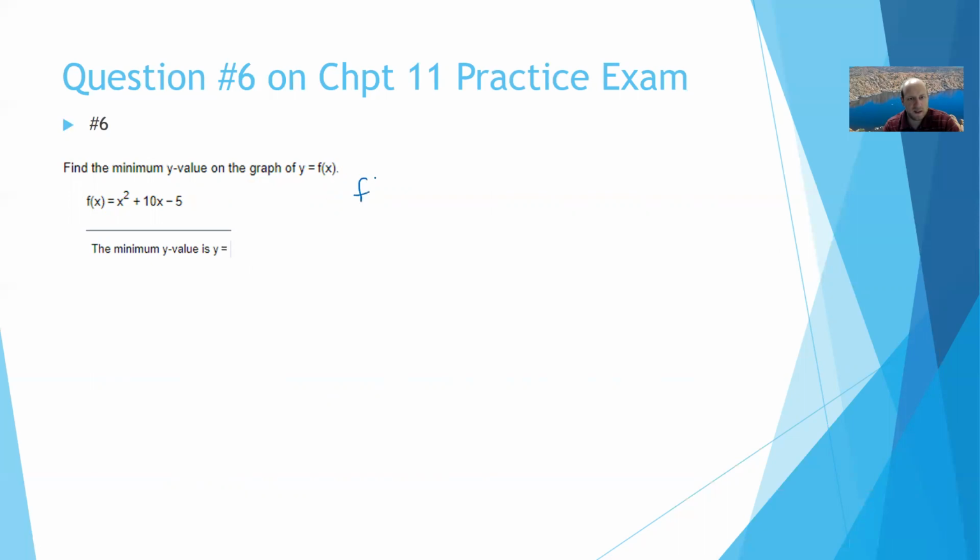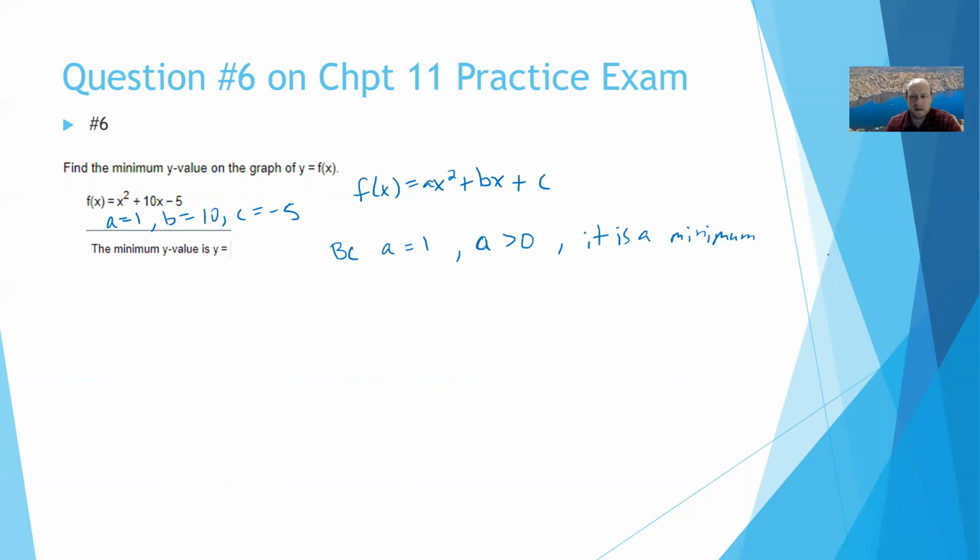Remember, for any quadratic, our general standard form is ax squared plus bx plus c. In this case, a is equal to 1, b is equal to 10, and c is equal to negative 5. Because a is greater than 0, it is a minimum. It means our function is going to be U-shaped, not an upside down U.